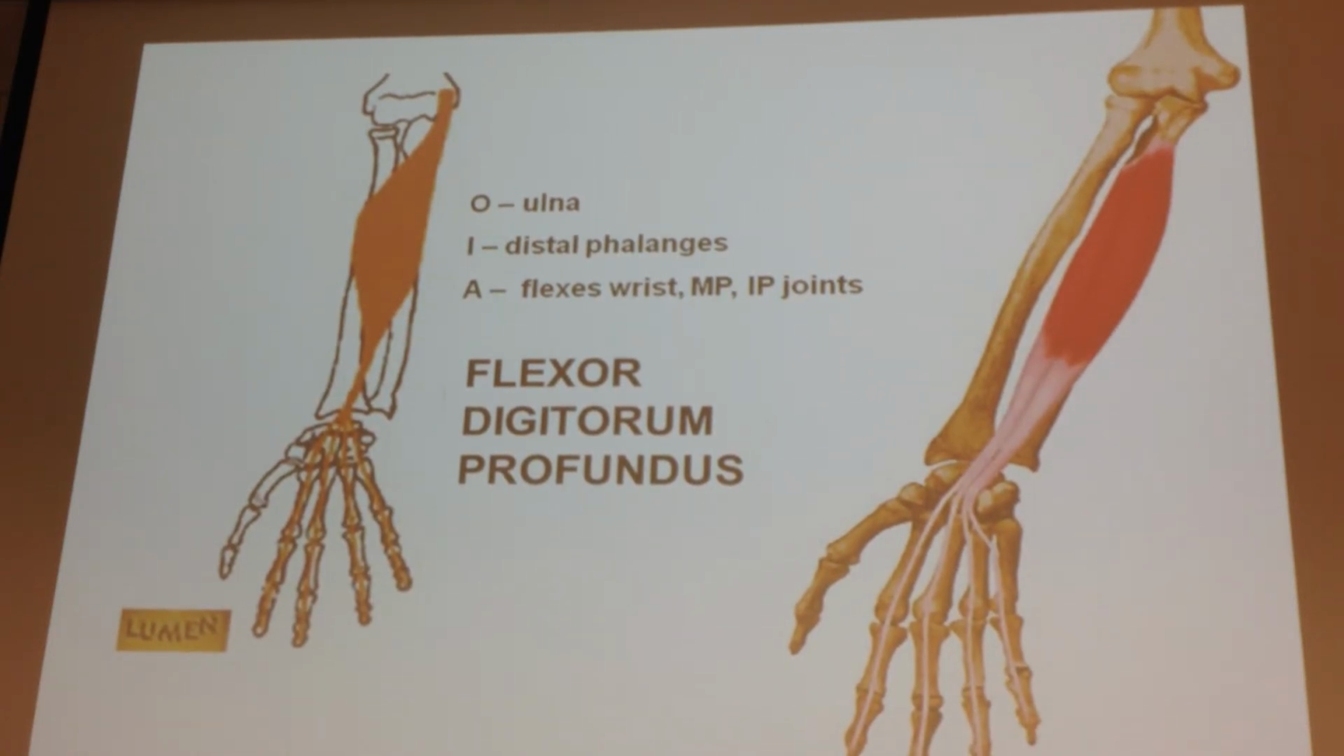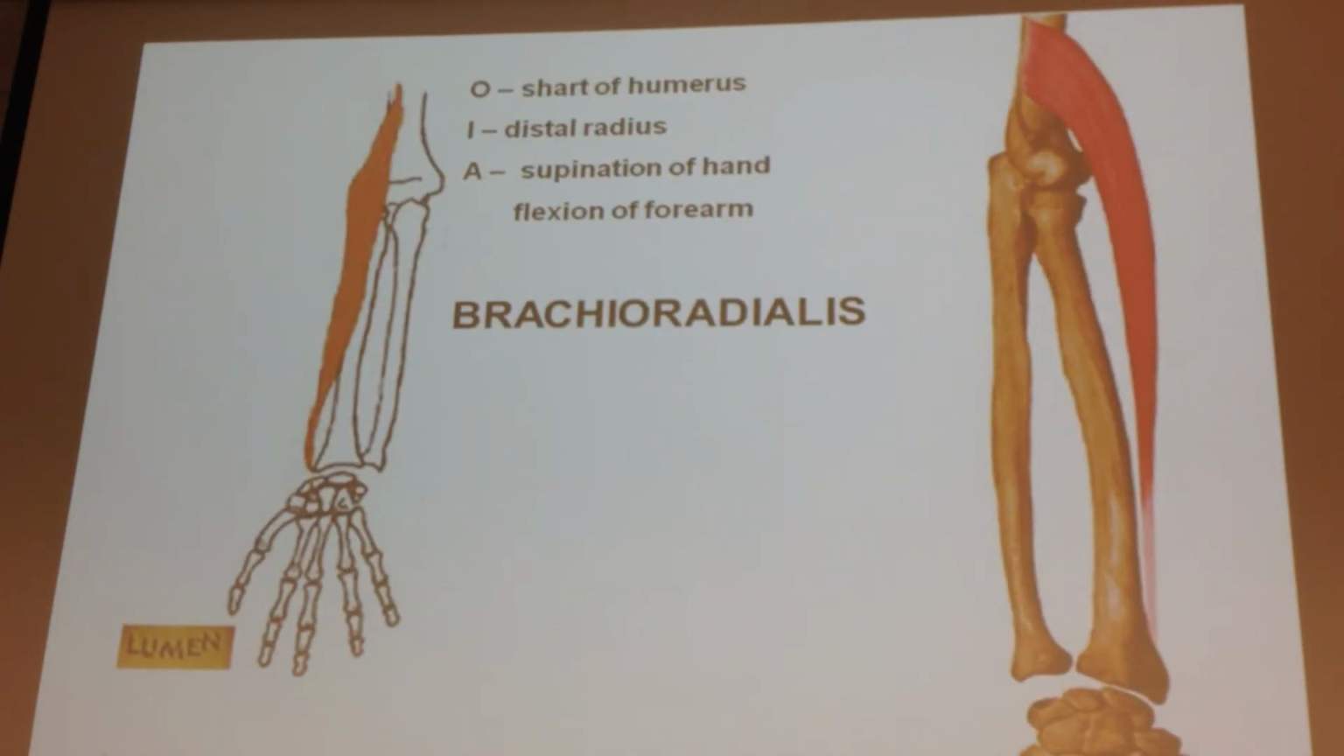All right, so now, remember what these have in common: they are flexing. So flexion of the elbow, flexion of the wrist, flexion of the fingers. Radial or ulnar deviation if they happen to attach to the wrist on one side or the other. So now let's move to the posterior compartment of the arm.